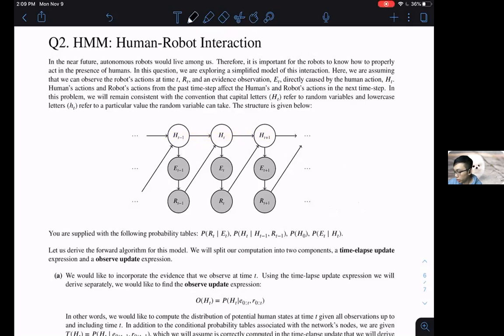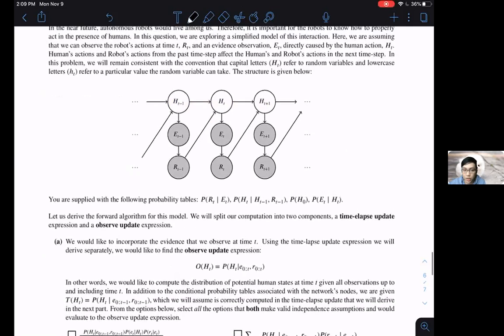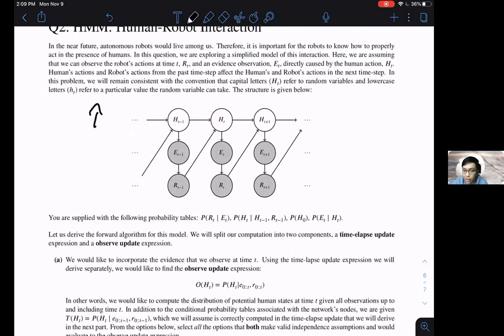Let's dive into the parts of the problem. A lot of this is just vanilla flavor text, so I encourage you to parse this in gathering the correct information. If you're interested in ways to parse this, I'd recommend highlighting R of t, evidence E of t, and then you know that those two are the evidence variables, just caused by the human action H of t. And then we can see that based on our HMM model right here, H of t is the hidden state variable, whereas the E of t and the R of t are the observed.